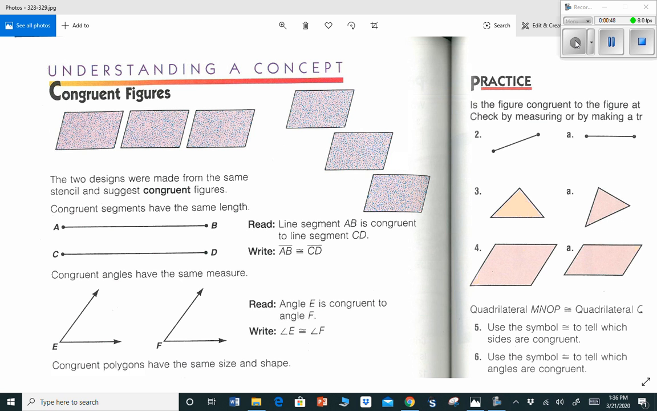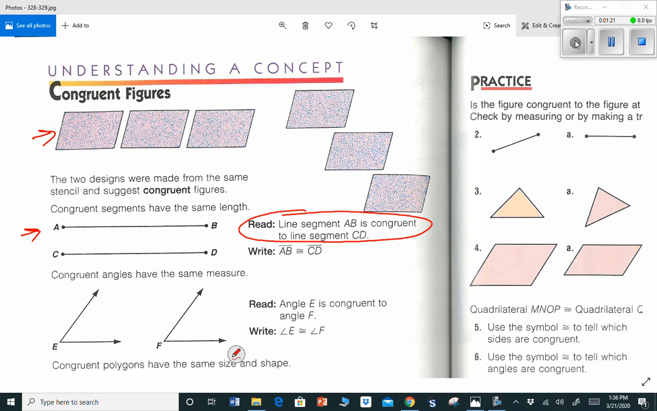These shapes right here are also congruent. It's like they were made from the same stencil. They are the same size and the same shape. They are identical. They have just been moved. Now, we talked about these are parallelograms here. Line segments could also be said to be congruent. And the way that you would say that is right here.